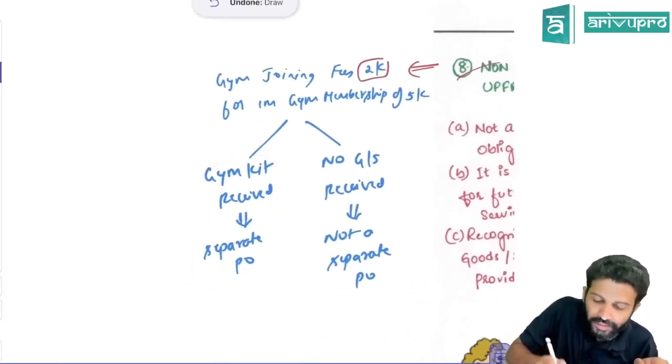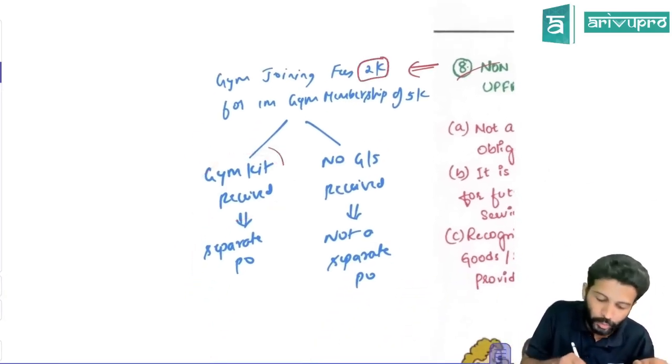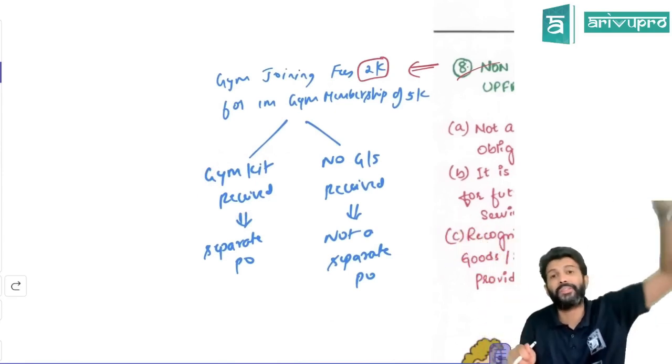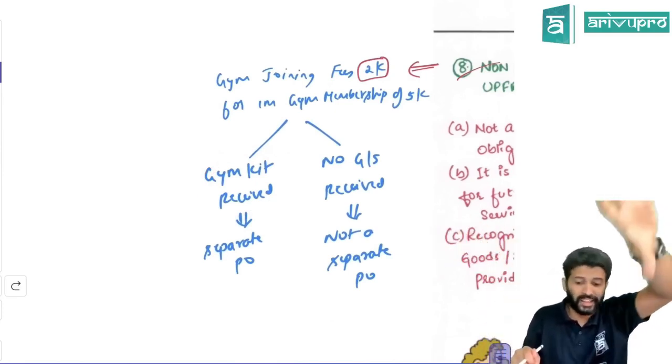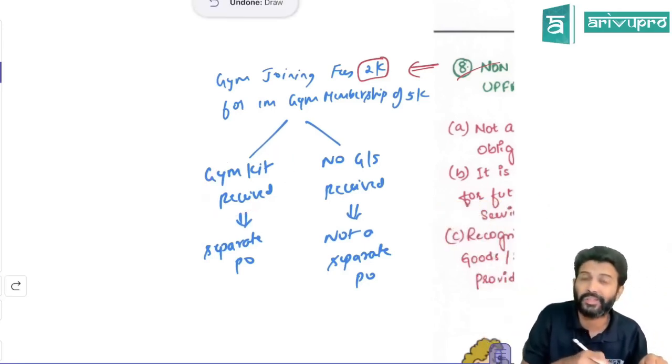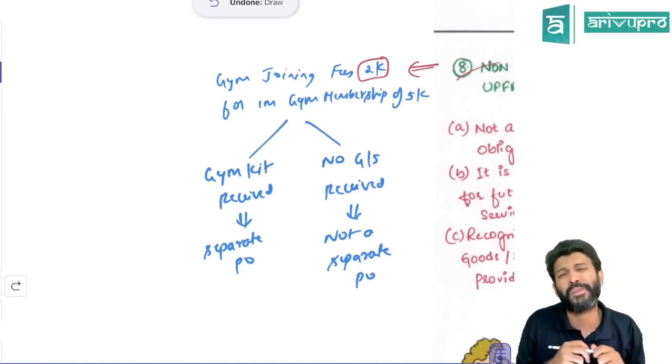You paid gym joining fees of 2,000, and you received a gym kit receipt. So you paid 2,000 and you're receiving goods or service. Think from the other company's angle: they received 2,000 and they're transferring you some goods or service, that is the gym kit receipt. In that case, it will become a separate performance obligation.